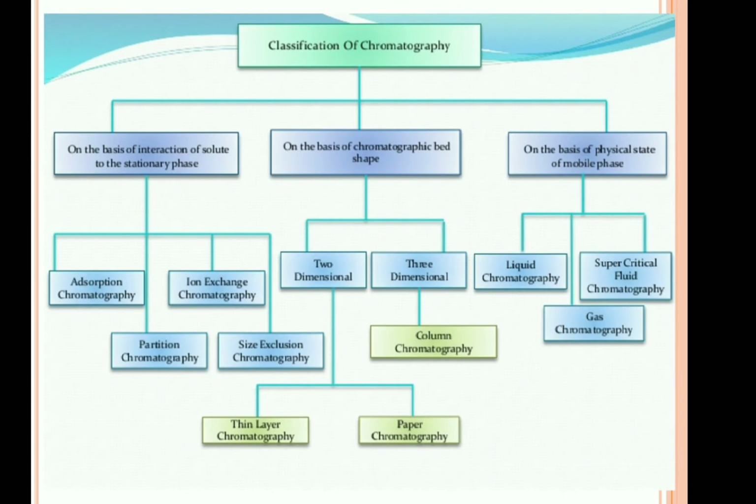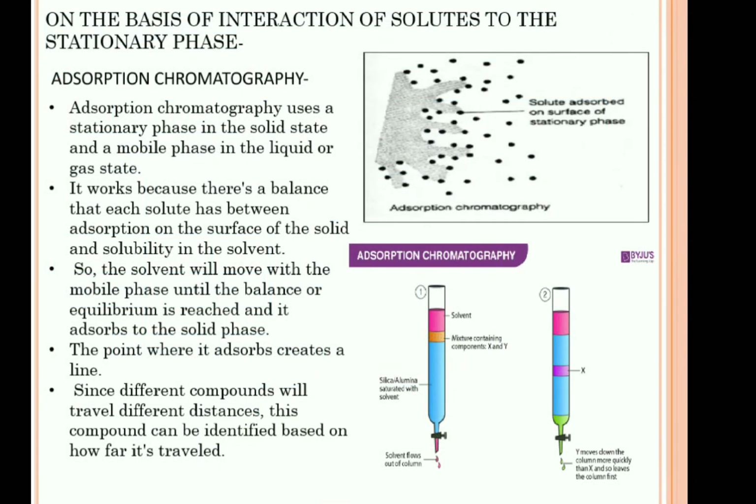Then the classification of chromatography. There are different types of classifications according to the interaction of solute to the stationary phase. Here solute means that component only. Then on the basis of chromatographic bed shape, and on the basis of the physical state of the mobile phase. In this video we will only deal with the basis of interaction of solutes to the stationary phase, and the next we will deal with in the third part of chromatography.